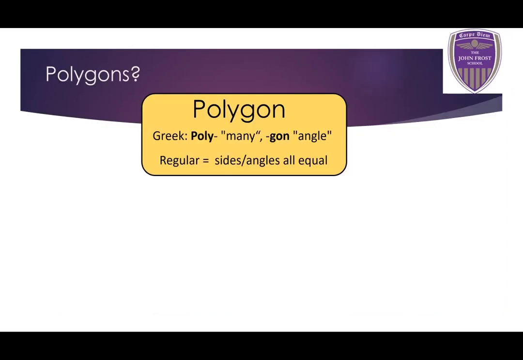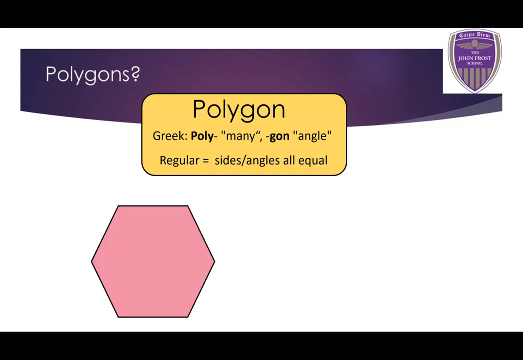So first of all, what is a polygon? The word polygon comes from two Greek words actually. The first meaning poly, which means many, and gon, meaning angle. So the word polygon literally means many angles.